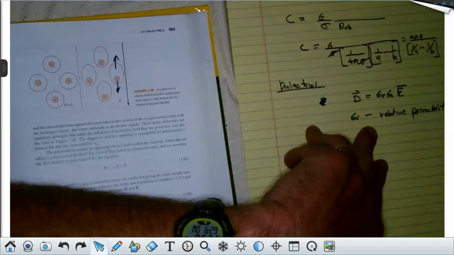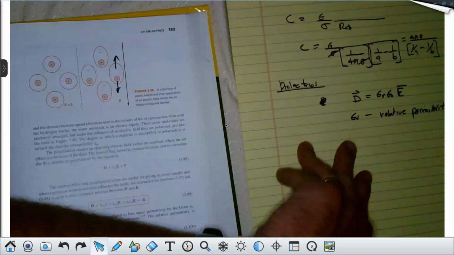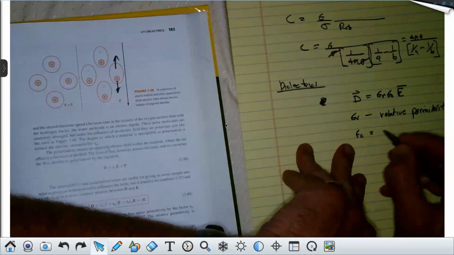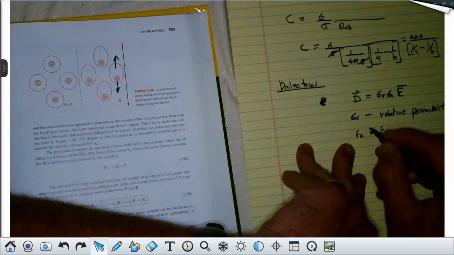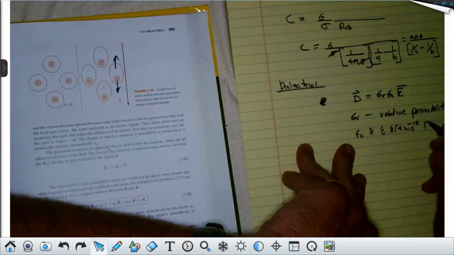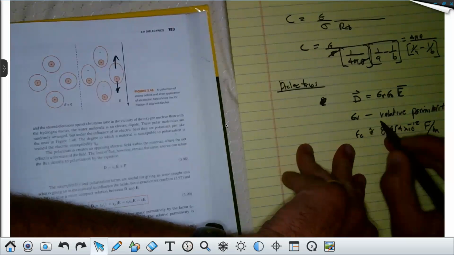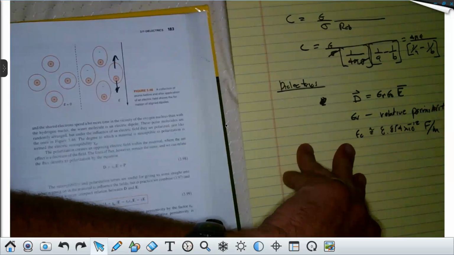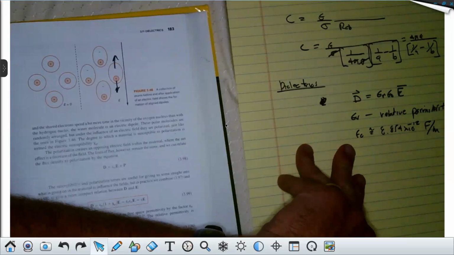Epsilon naught is called the permittivity of free space, right? Epsilon naught is just about 8.854 times 10 to the minus 12th farads per meter. The relative permittivity tells me how much better the material I'm using is than free space at storing energy. Can you all follow me?